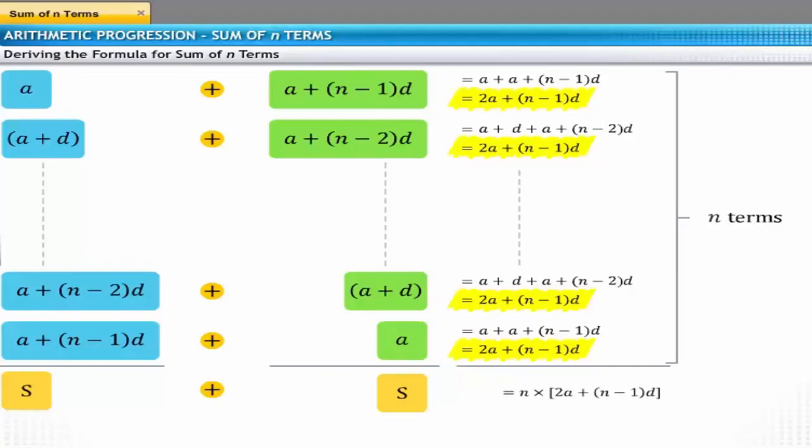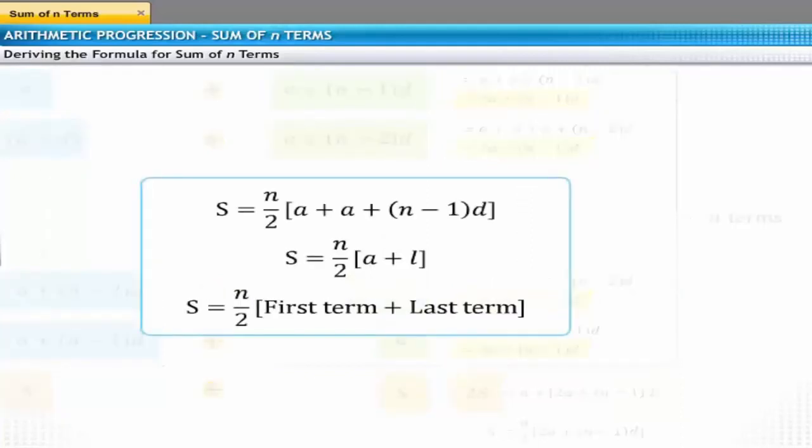As we are adding the two APs, the sum of n terms will be doubled, that is, it becomes 2s. So, to get s, that is the sum of n terms of an AP, you have to divide the equation by 2. Thus, you get the formula for s. S equals n divided by 2 multiplied by 2a plus n minus 1 multiplied by d. On further simplification, you get the sum of n terms in an AP, s equals n divided by 2 multiplied by the first term plus last term.